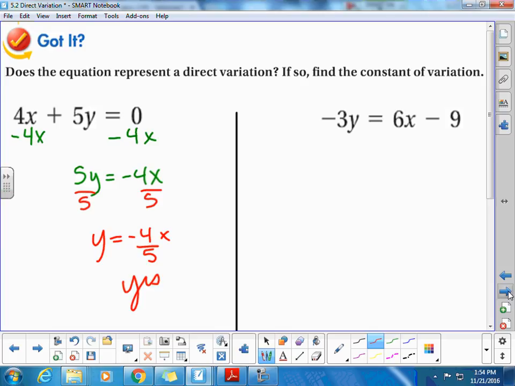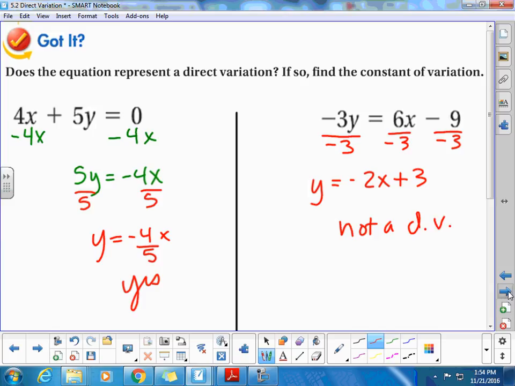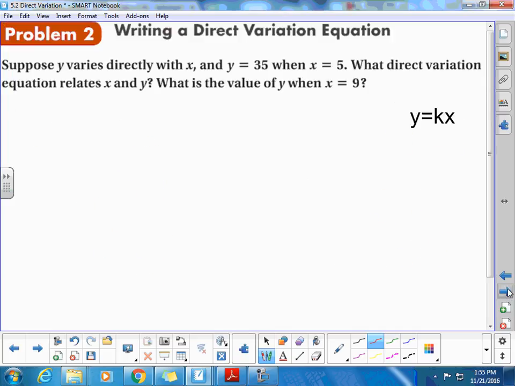In this one, my x is already on the other side, but I have to get rid of the negative 3. Divide every single part by negative 3, and you get y equals negative 2x plus 3. Is that a direct variation? Not a direct variation, because I have that plus 3. I can't have any number hanging out. It's just y equals something times x, not something times x plus something.